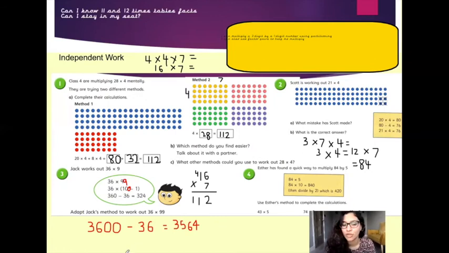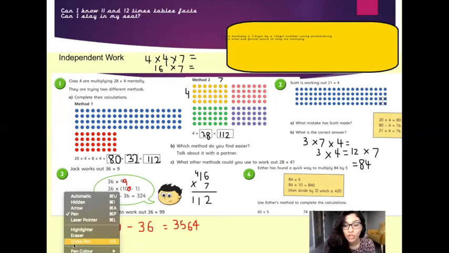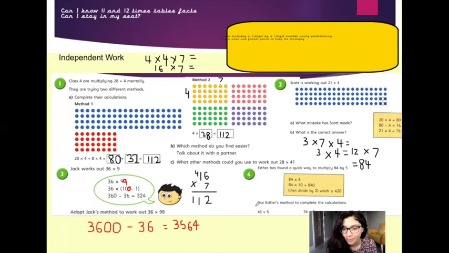Last but certainly not least, Esther has found a quick way to multiply 84 by 5. So what she's done then is done 84 times 5. She's written down the sum that we have to work out. She's multiplied the number 5 by 2. She's doubled it. So double 5 is 10. So she's done 84 times 10 equals 840.